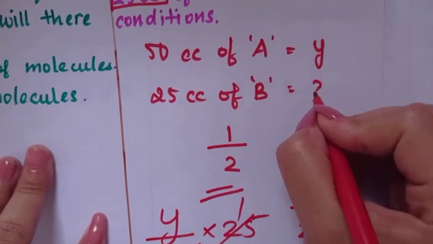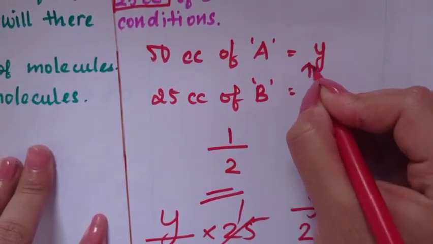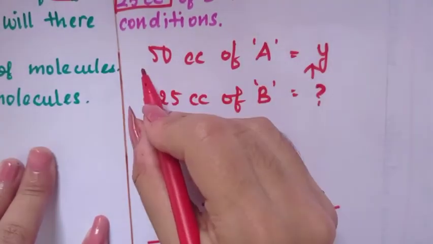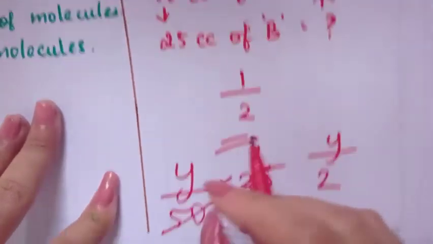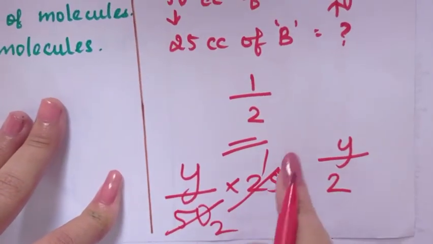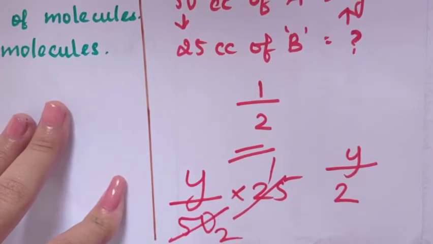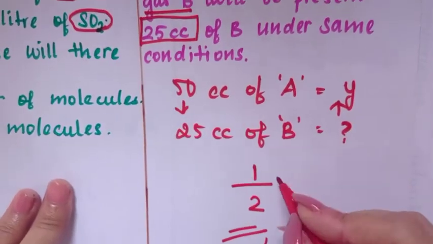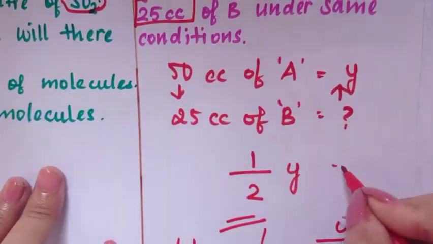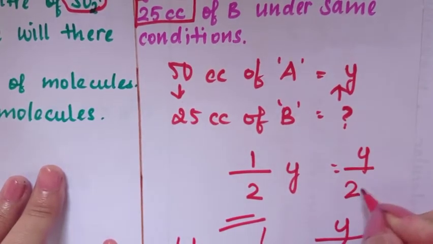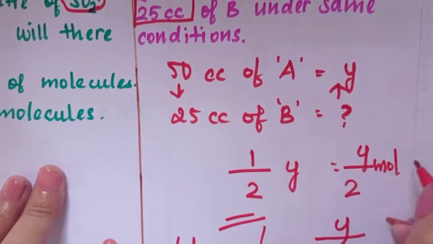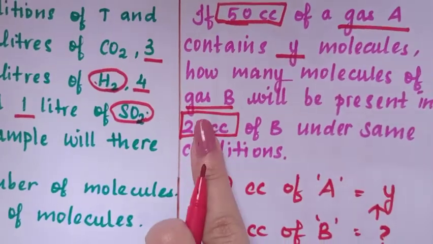I taught you a table from which we have to find. So Y by 50 into 25. On cutting you will be getting 1 by 2. So half times of Y, or you can write it as Y by 2. This much molecules will be present in gas B. Now we'll see another problem.